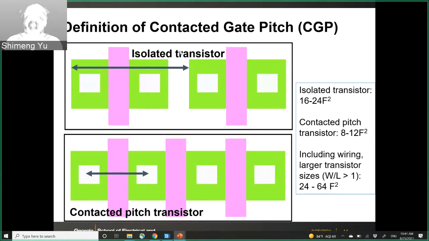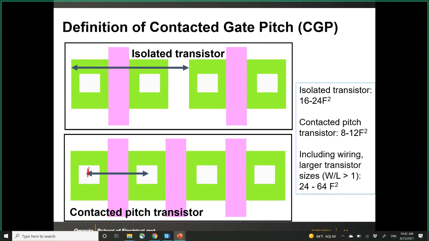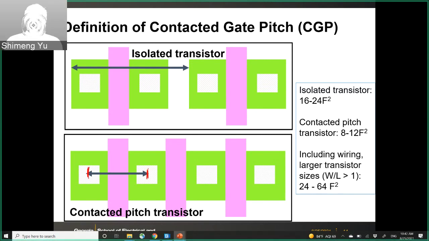So here, this is more definition about the contact gate pitch. An isolated transistor, those are two separate transistors from the layout point of view. This is not the contact gate pitch transistor. So the contact gate pitch transistor is something like this, okay? The transistors will share the source or drain, and you will have one contact between, like, let's say, two gates. And then from the center of the contact to the center of the next contact, this is your CGP.